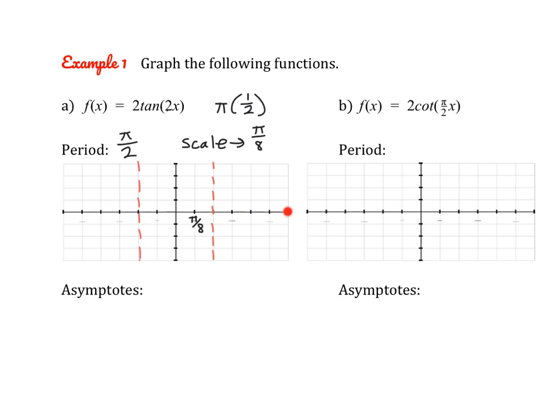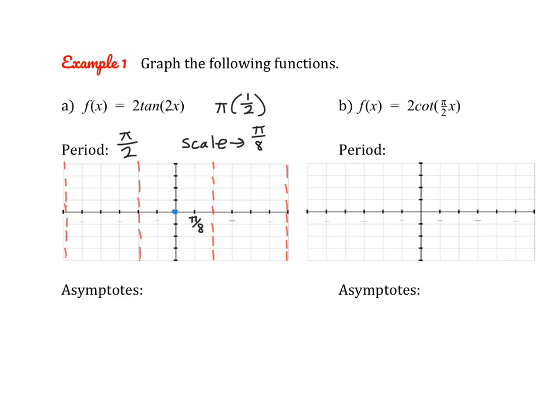So 1, 2, 3, 4. Everything is always split up into 4 parts. And 4 to the left. So here we'll be able to graph 3 full periods of tangent. Now, if you set up your axis right, these are really easy to graph.